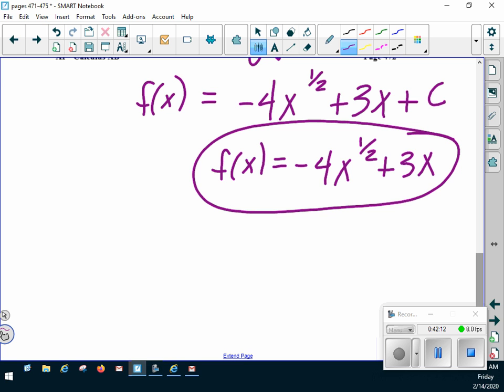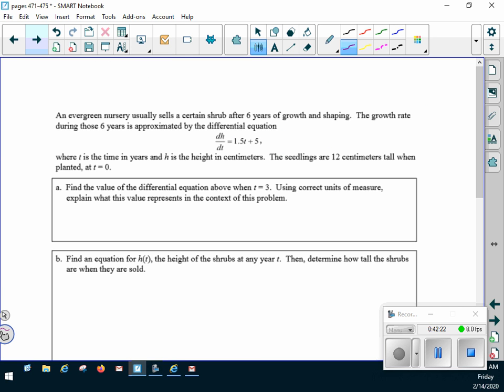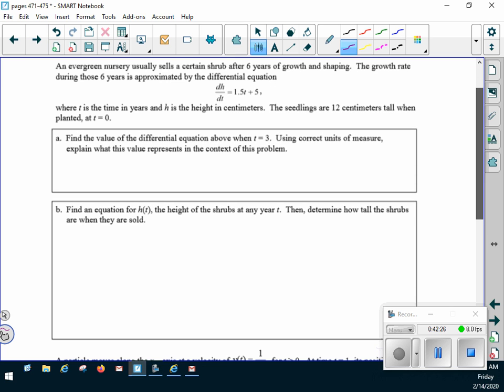Questions on this page? I do believe we have one more page. And I don't think there's anything on the back. Is there? No. Okay. We will be able to finish. Good. All right.